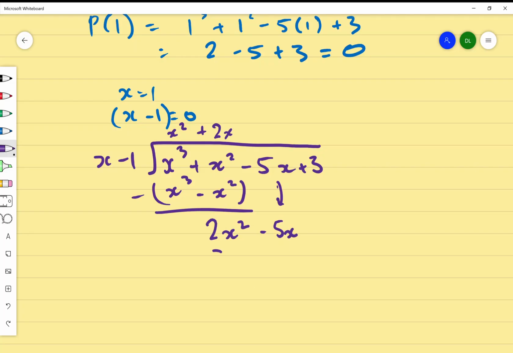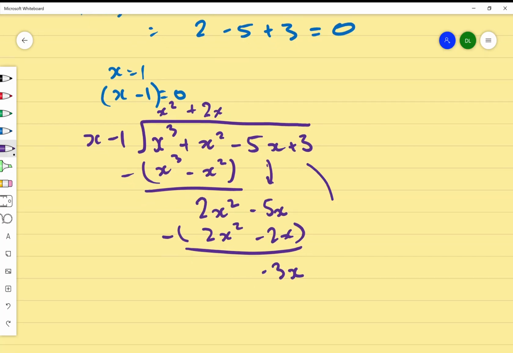So I get 2x squared over here. Multiply 2x by negative 1 to get negative 2x. Implied subtraction. And I get 0 for the first term, obviously. And obviously I get negative 5x take away negative 2x. So negative 5 plus 2 gives us negative 3x. I bring down the plus 3. What number do I have to multiply x by to get negative 3x? The answer is negative 3. So I get negative 3x and then multiply the negative 1 and the negative 3, which gives us positive 3. Off the bat, I know that gives me 0 as a remainder.